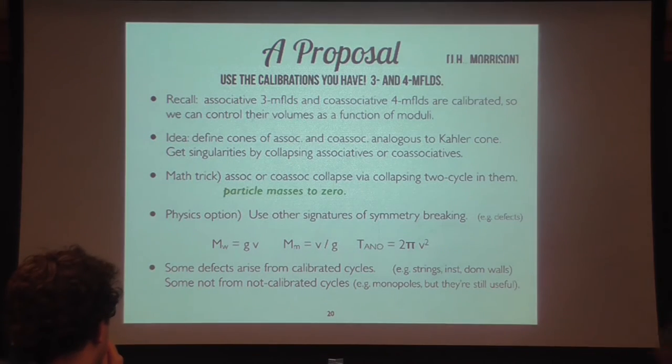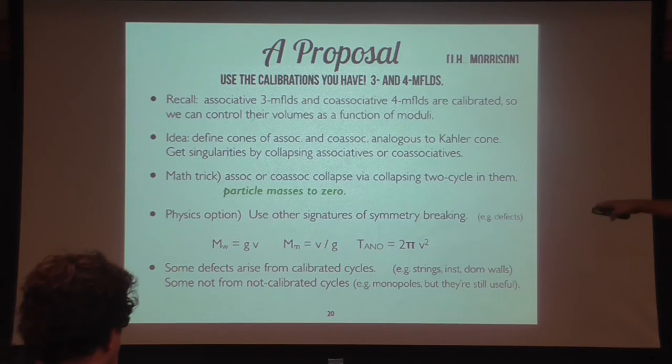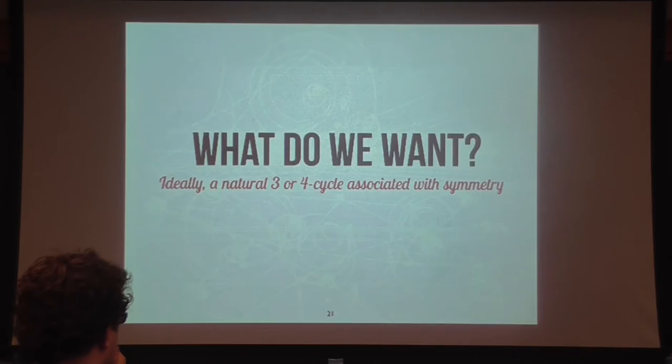Okay, so some defects can arise from calibrated cycles, and some from not calibrated cycles. So for example, strings, instantons, and domain walls can come from wrapping M-branes on calibrated cycles, but monopoles, for example, come from wrapping an M5 brane on a 5-cycle, and that is not calibrated, but they're still useful.